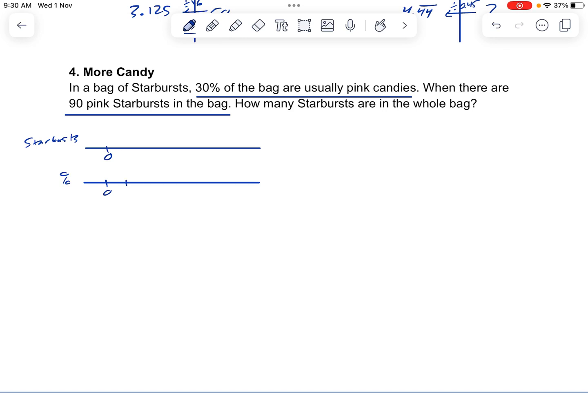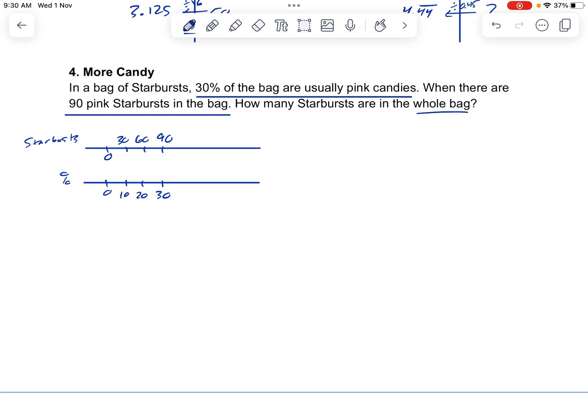So here, I'm going to go 10, 20, 30. So 30%, 10, 20, or actually this one would be 90. So I'm not actually counting by tens with the Starbursts. This would end up being 30, 60, 90, and this would be 10, 20, 30.